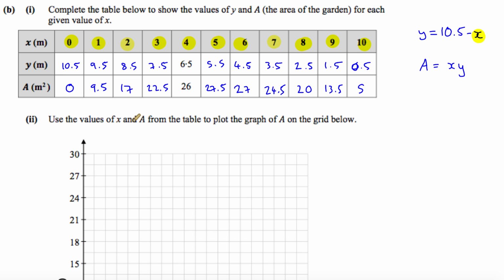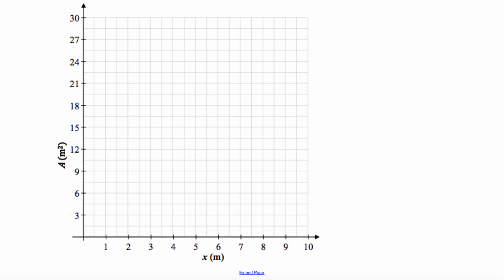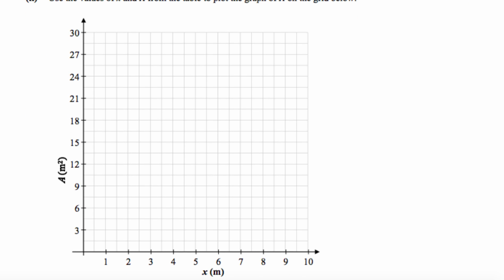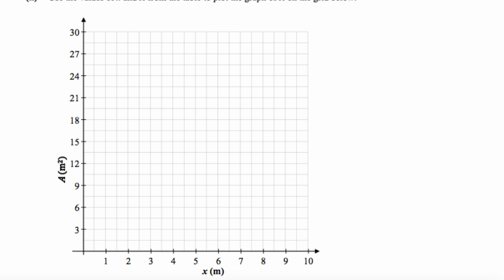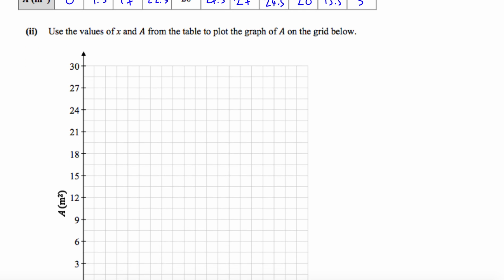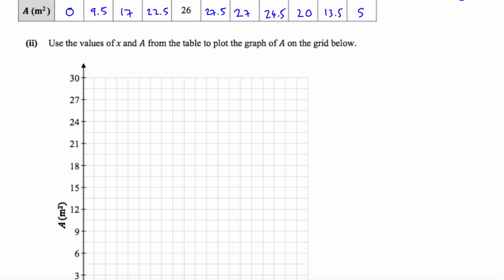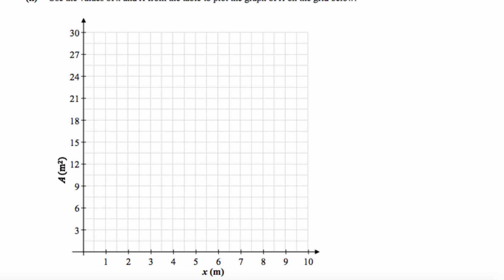Part 2 says use the values of x and a from the table to plot the graph of a on the grid below. So using the x values from 0 to 10 and then my a values. So I'm going to plot these on the graph here. I've got x values across the bottom and a values going up the side. Okay, so let's see, what have we got? We've got 0, 9.5 and 17 for the first three.